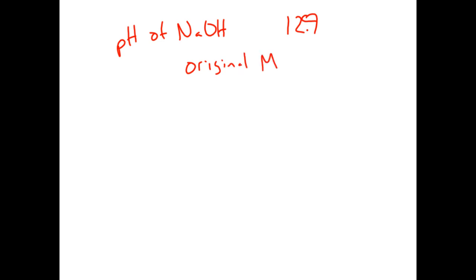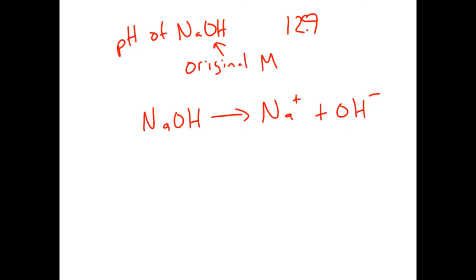Let's take a look real quick. I'm just going to do one other one. Let's do problem number 4. It says the pH of an NaOH solution is 12.9, and they ask us for the original molarity. First of all, I'm going to have to work a little bit backwards. If this is NaOH, it can be separated out into Na plus and OH minus. I do know the pH, which means I know the pOH. If the pH is 12.9, then the pOH is 1.1, because they need to add up to 14.